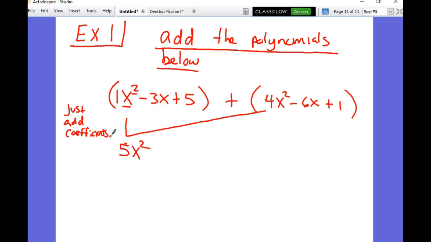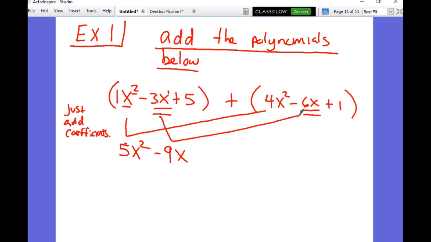All right, this one has an x to the first power. What else has an x to the first power? 6. So it's negative 3 minus 6x, which is negative 9x. That's right. So if I combine negative 3 with negative 6, I get negative 9, and the x stays the same.